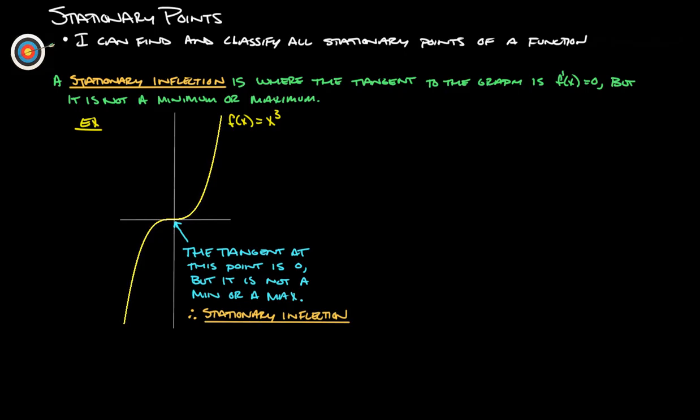A stationary inflection is when the tangent to the graph, or the derivative, equals 0, but it's not a minimum or a maximum. So for example, this is the graph y equals x cubed. Right here, the tangent at this point would actually be 0, but it's not a minimum or a maximum because it's going up, up, up, and then it just happens to flatten out right at this one spot here, and then it continues to go up. So this here is called a stationary inflection. It's kind of a unique thing that doesn't happen a lot, but it's out there, so it's important to talk about.